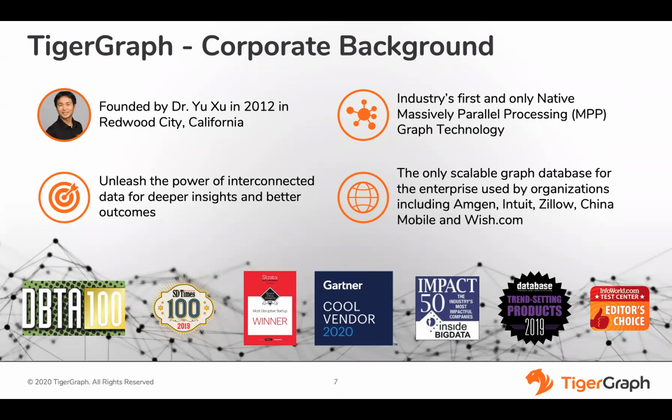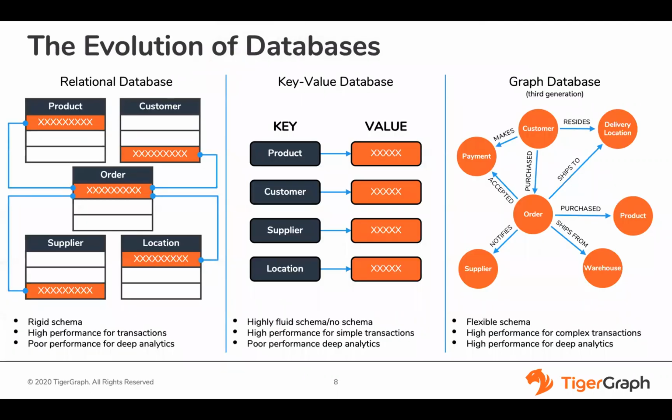Based on this native parallel graph technology, we are very proud to have the world's fastest graph database and the only scalable graph database for the enterprise. So I mentioned the term native parallel graph technology twice. What does it mean and how did we get here? So let's first look at the evolution of databases.